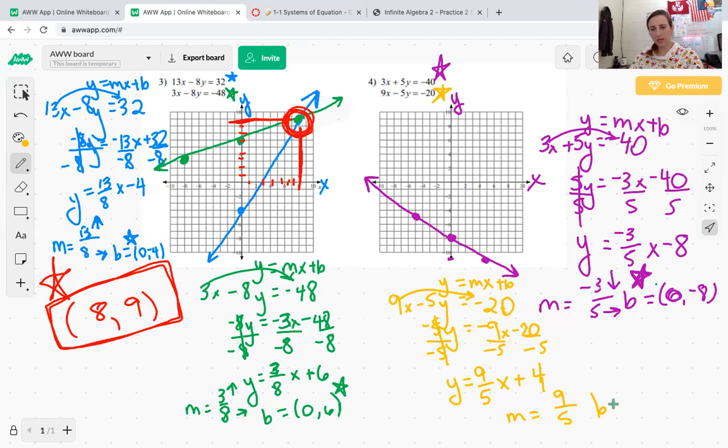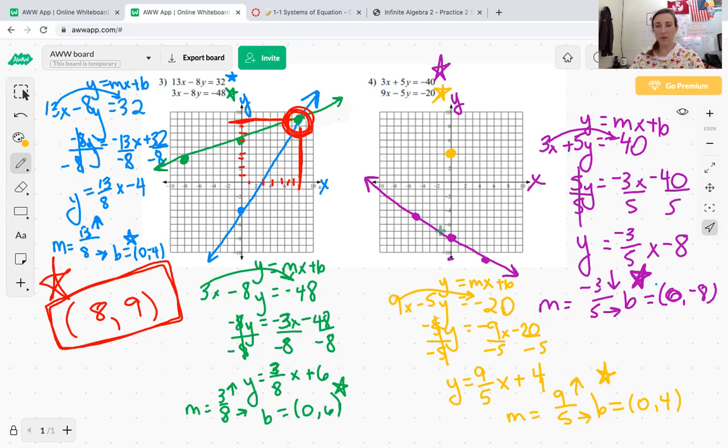And we're going to begin at 0, positive 4. There we go. And we begin with b. So we're beginning at 0, 4. So 0, then up 4. 1, 2, 3, 4. Make our first point there. Now our slope is positive, which means it tells me to go up and right.